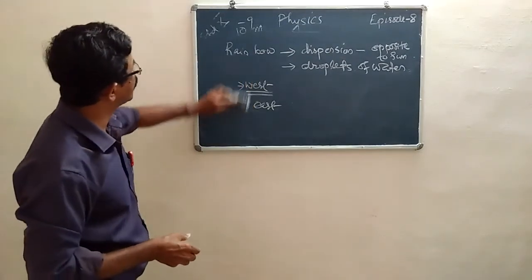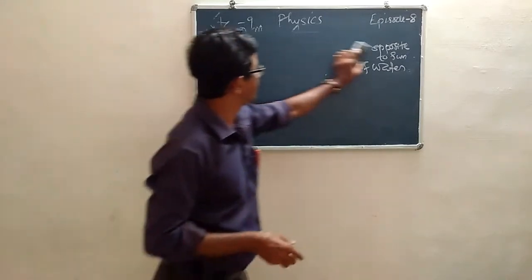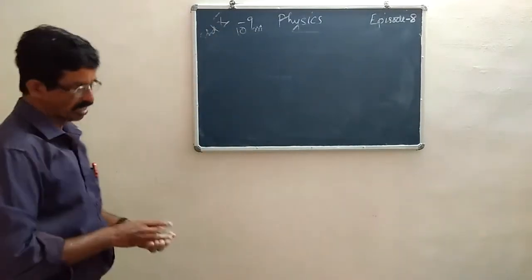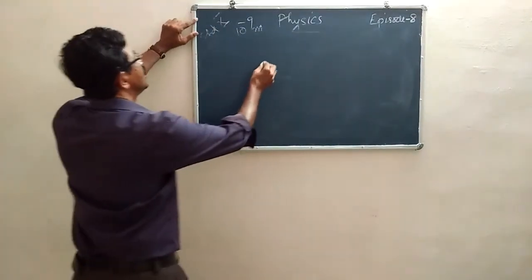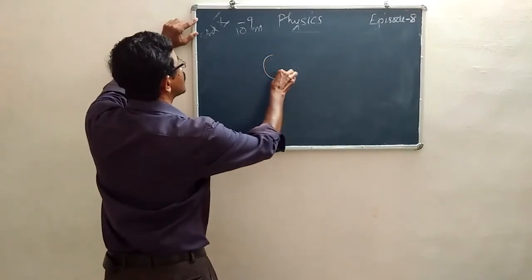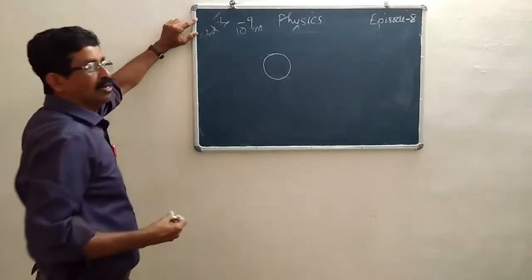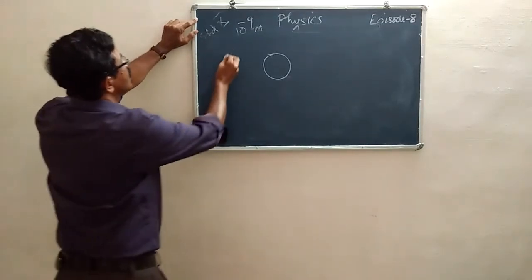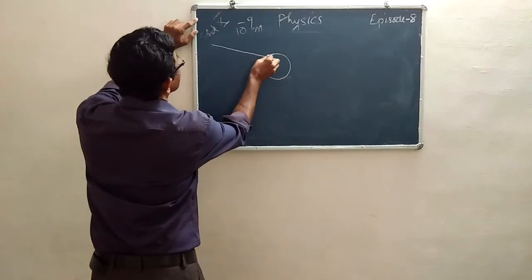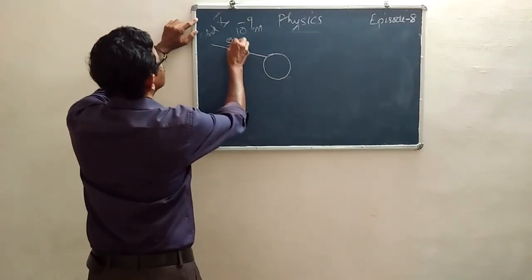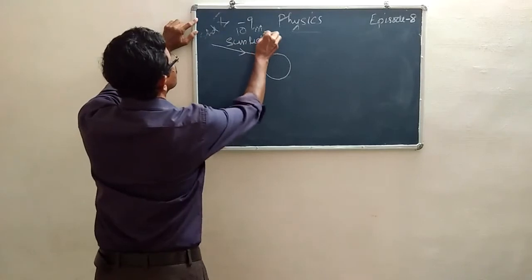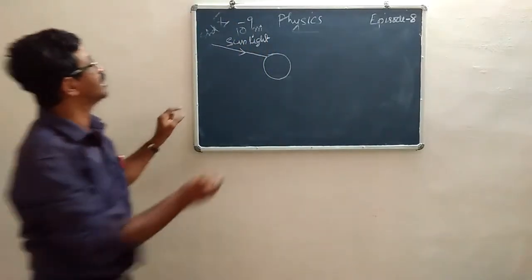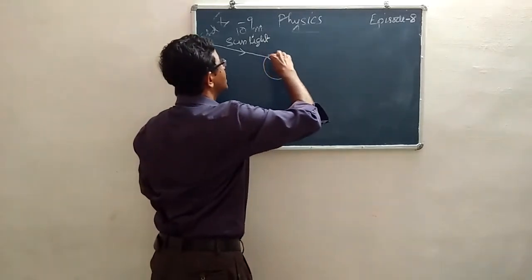Now we want to know how that rainbow occurs. See, just after a rain shower, the air is filled with droplets of water. This is one droplet of water. In this, sunlight is falling. This is the sunlight. Here, at first there is a refraction.